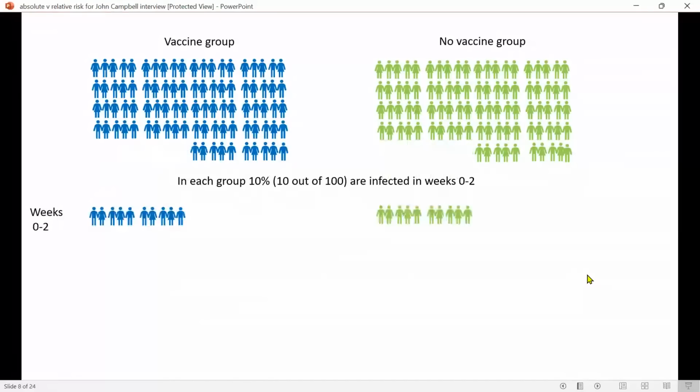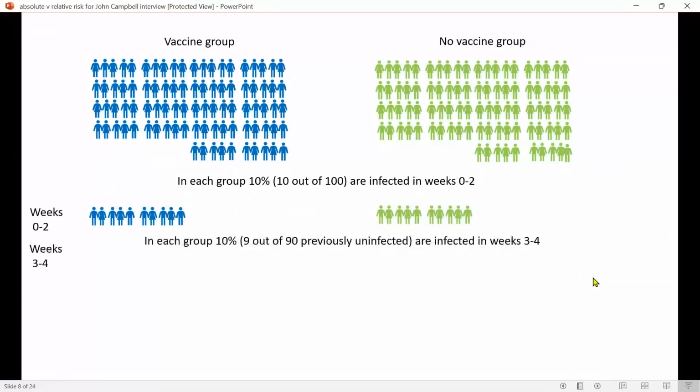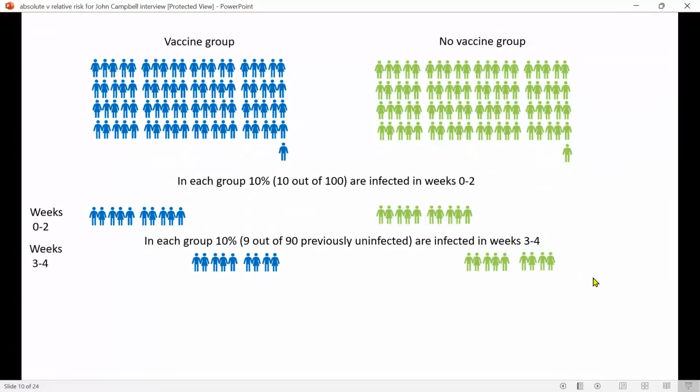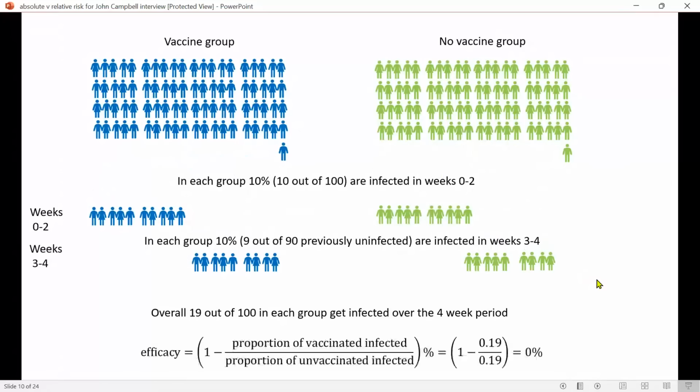Now, in weeks 2 to 4, the next 2 weeks, 10% of those previously uninfected, which in each case is 9 out of the 90, also become infected. So another 9 in the vaccine group and another 9 in the no vaccine group become infected. So overall, in each group, 19 out of 100 get infected over the 4-week period. If we apply the formula for the relative risk reduction, it's 1 minus the proportion of vaccinated infected over the proportion of unvaccinated infected, and it's the same, so it's 0%. And that's right, because a placebo should have zero efficacy.